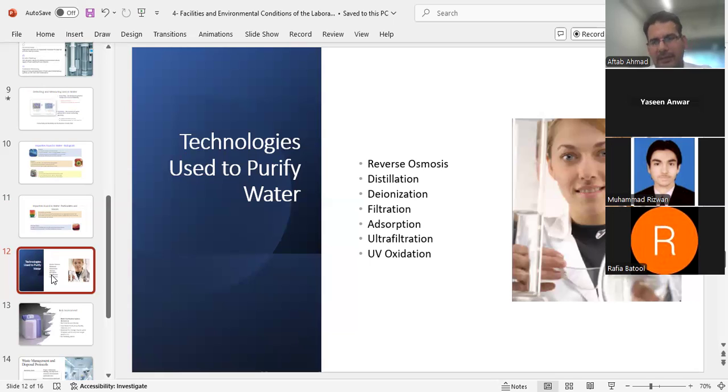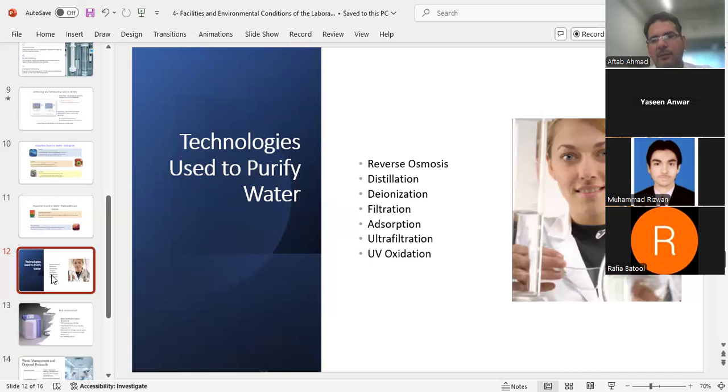Another is deionization. Just like the terminology says, we remove the ions. In all water, we have ions that can affect the results. For example, sodium chloride: when it's inside the water, it's sodium and chloride ions. With deionization, we remove those ions. So that's another way in which we remove the ions from the water, and we can have the highest quality water.